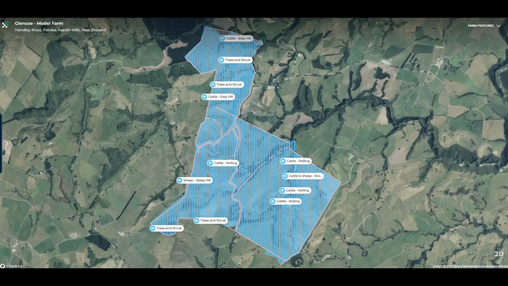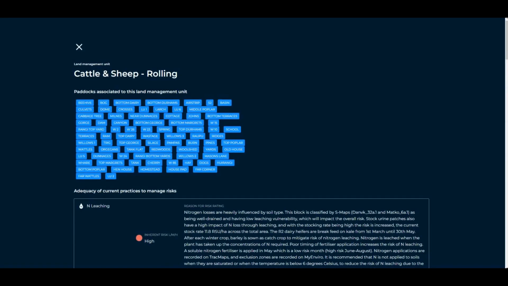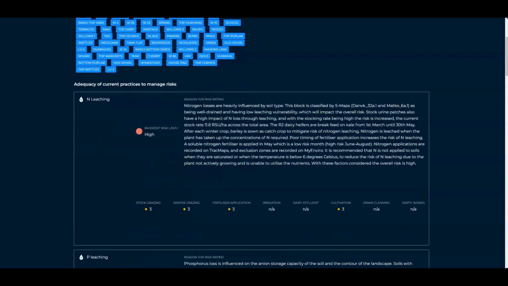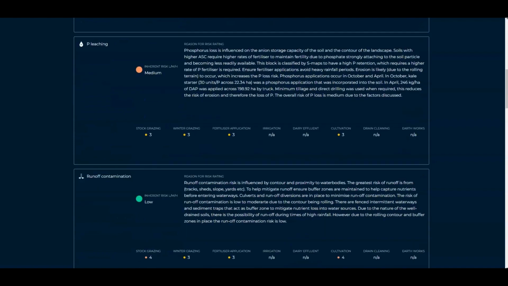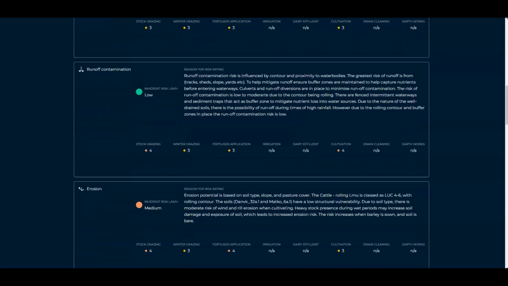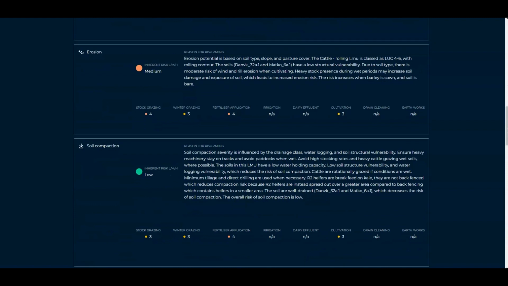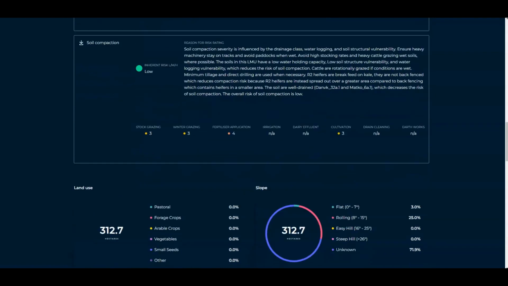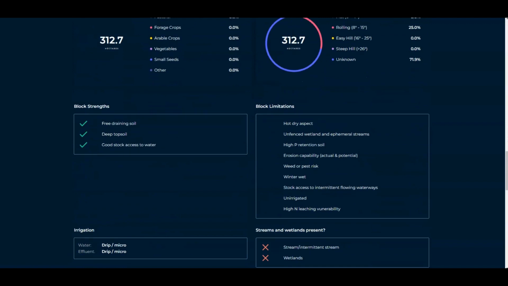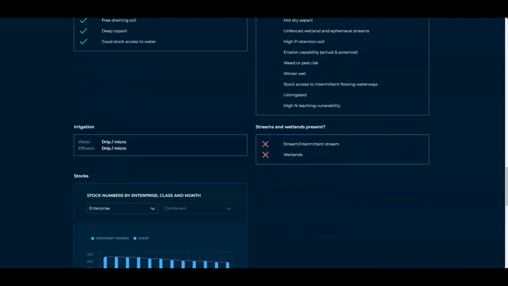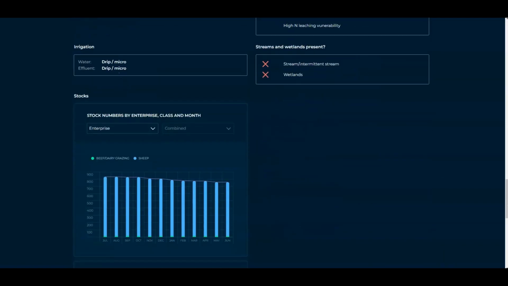Land management units are created by grouping together the paddocks and summarising the data input at paddock scale. Each LMU has a summary of slope and land use with the option to add a stock rec. Under each LMU we can identify strengths and limitations to manage risks. The risk groups include nitrogen leaching, phosphorus loss, surface contamination runoff, erosion and soil compaction. Each risk is assessed based on strengths and limitations and farm management practices.